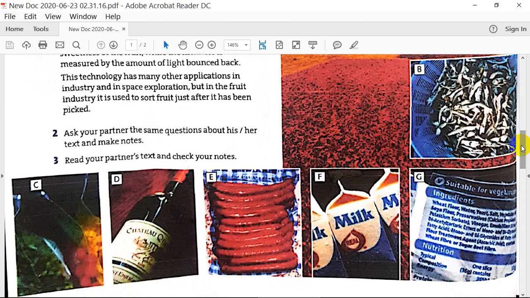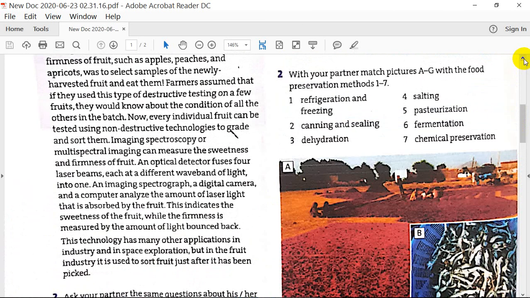Most of them we can refrigerate or freeze, but I think it would be suitable to match it with E, to keep it what? Freezing. Meat must be what? Kept in a frozen or freezing place.